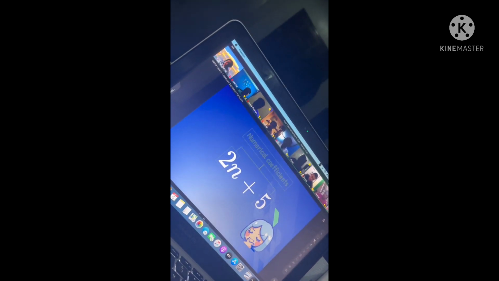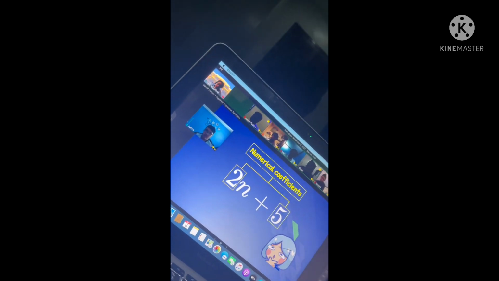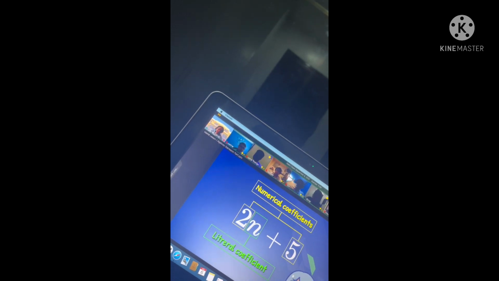So, 2n plus 5. In here, 2 is the numerical. Yes, Justin? Okay. Numerical coefficient. So, the two numbers here, 2 and 5, they are the numerical coefficients and the n is the literal coefficient. Naintindihan po? However, 2 and 5, they are constants and n is a variable.